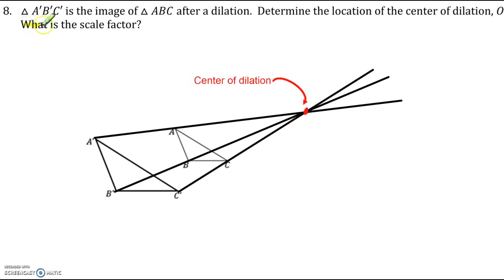dilation right there. Now it does also ask for the scale factor, but since there's no numbers here, remember that we can represent the scale factor using the letters. So we would take a side from the image, like A prime, B prime, and we would just put the name of it under the corresponding side from the original, A prime. And so that's the scale factor.